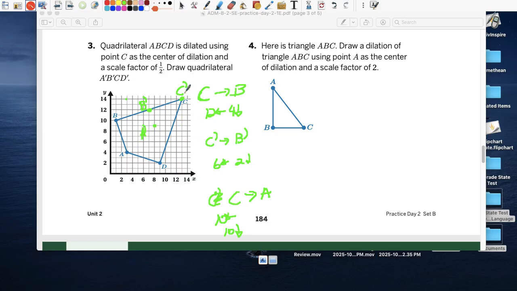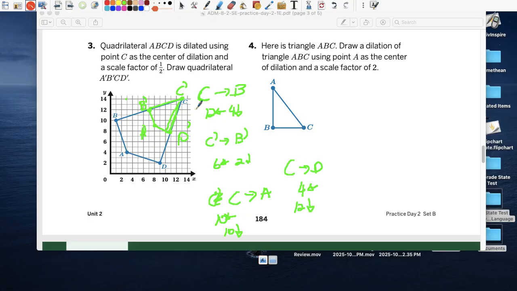D prime, let's cut that in half again. So from C to D, let me just count this. 1, 2, 3, 4, 5, 6, 7, 8, 9, 10, 11, 12. So we're going 6. And how many to the left? 1, 2, 3, 4. So it's 4 to the left and 12 down. Cut that in half. We're going to go 2 to the left. 1, 2, and 1, 2, 3, 4, 5, 6. And here would be D prime. So there's your new shape.